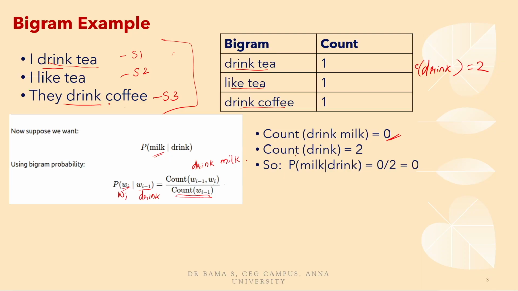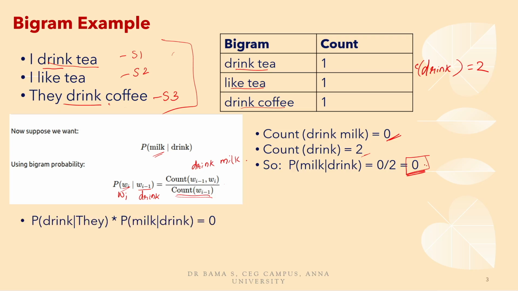We are taking only within these three statements. And the count of drink we have counted to be 2. Therefore, this probability of milk given drink is actually 0 by 2, it is 0. Now, this 0 is very ambiguous.